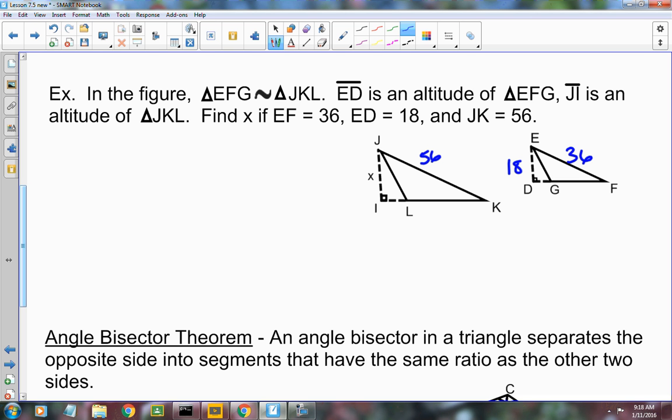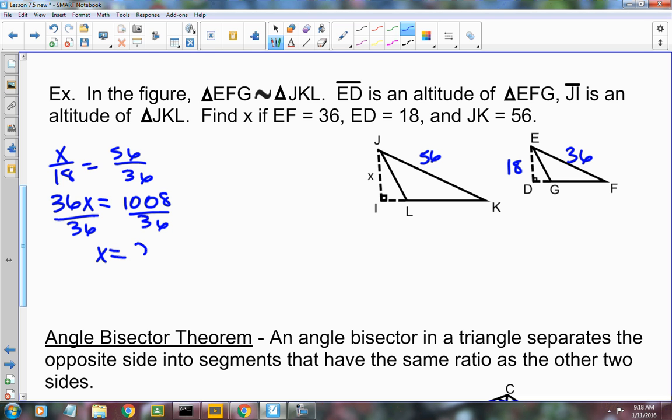So what can we do? Set up a proportion. What's it going to look like? Okay, x is to 18 as 56 is to 36. All right, cross multiply. And 1008. Divide both sides by 36. And x is 28.